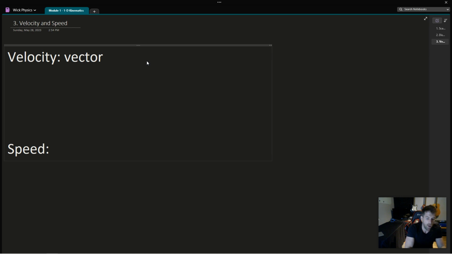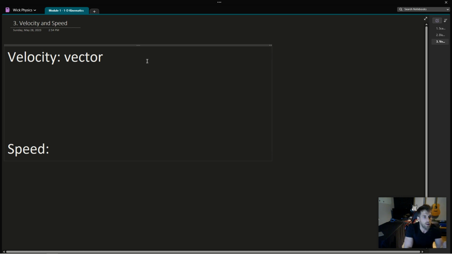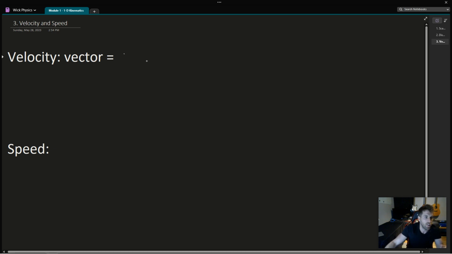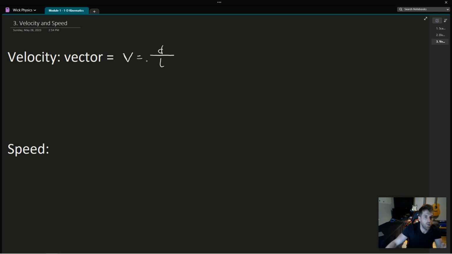Okay. This vector is something that has a formula. If we're going to find velocity, our velocity will equal displacement over time. Okay. So let's talk about that with a picture.